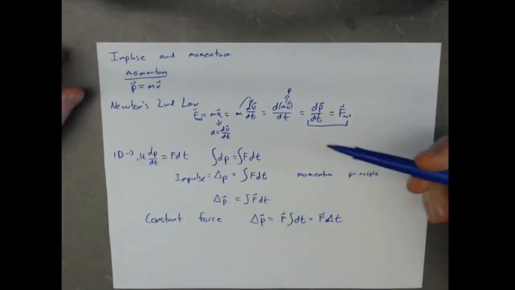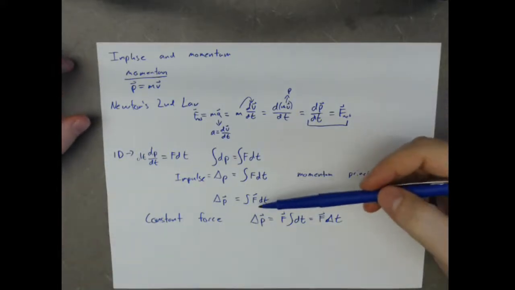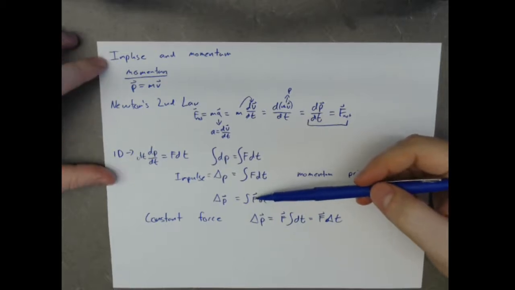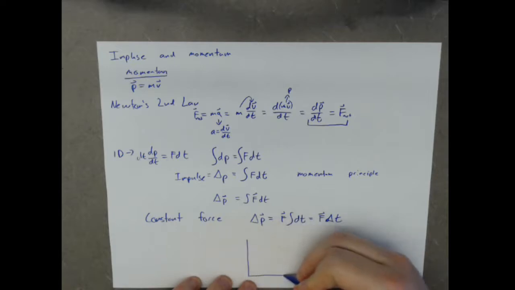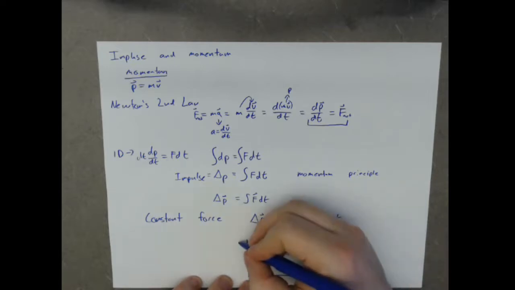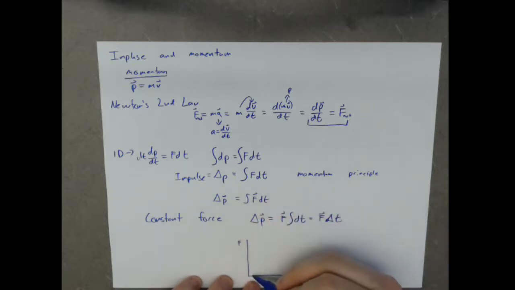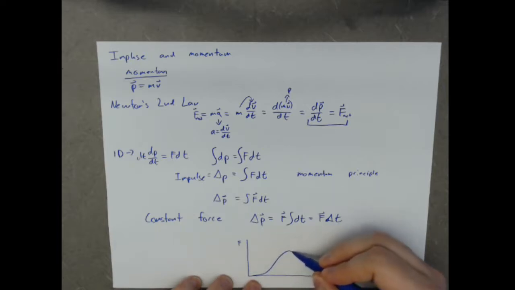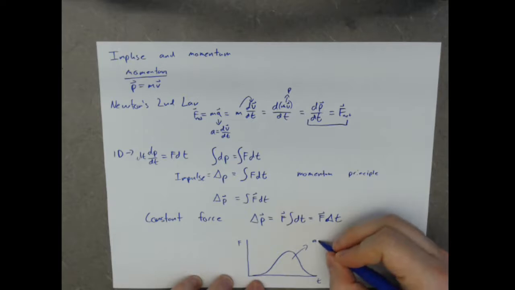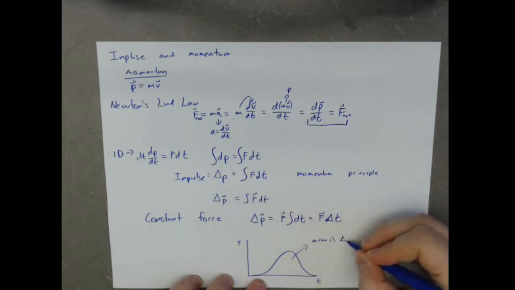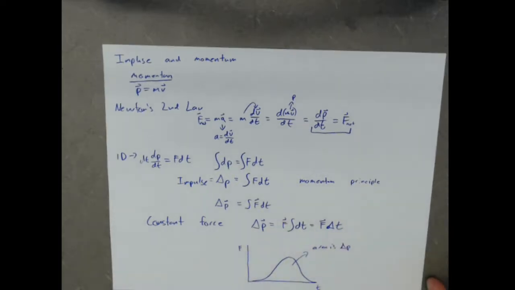So the thing to remember is that because we're talking about this way of integrating the force over time, we've seen a few examples of this now. If we have force and time, and we wanted to figure out the change in momentum, the area under the curve would be the change in momentum.